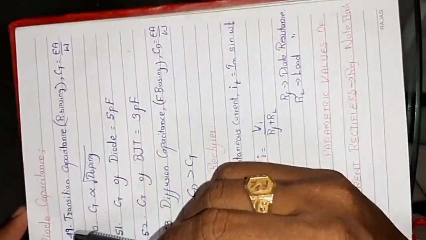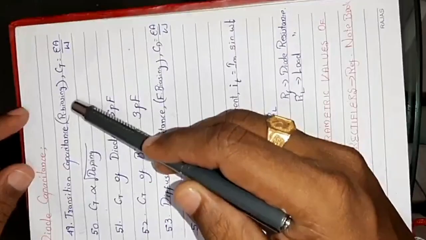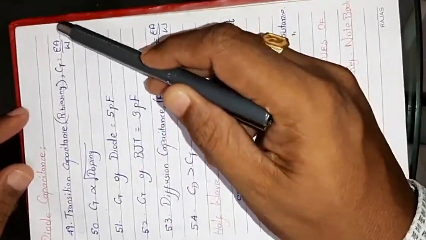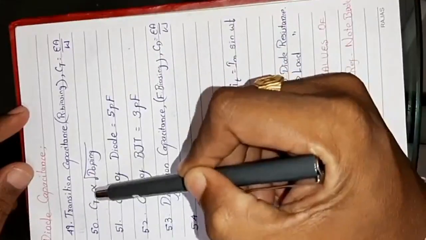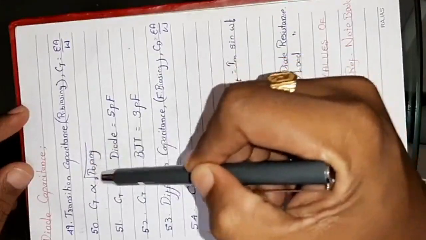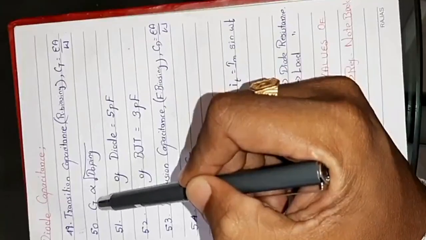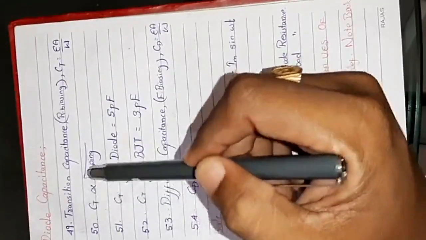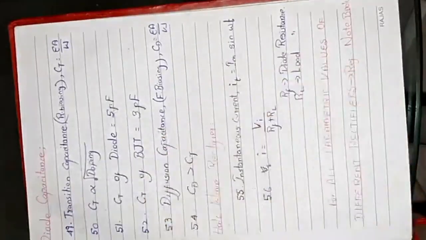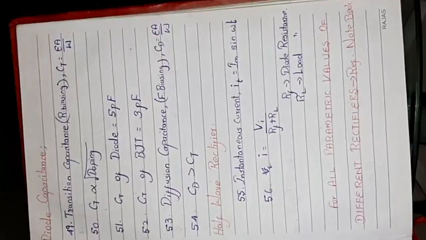Next, diode capacitance. Number 49: transition capacitance for reverse biasing, Ct, is equal to εA divided by W. Number 50: Ct is directly proportional to the root of doping. We know that width is inversely proportional to the root of doping, whereas the transition capacitance is directly proportional to the root of doping. So with this, we shall wind up this video.